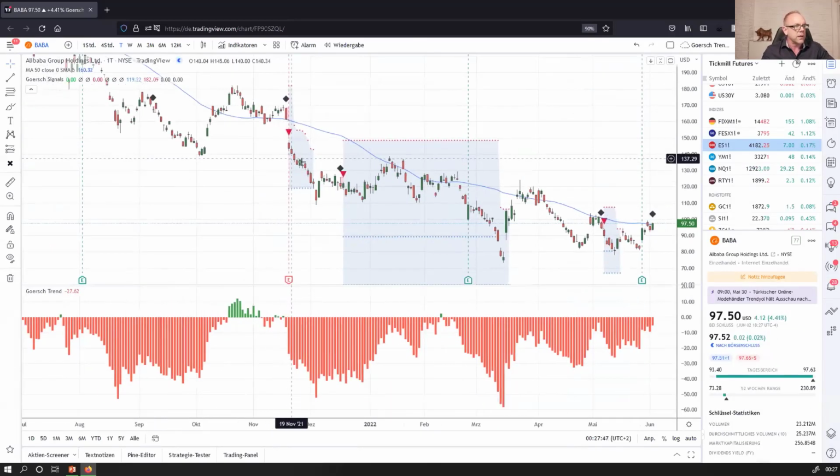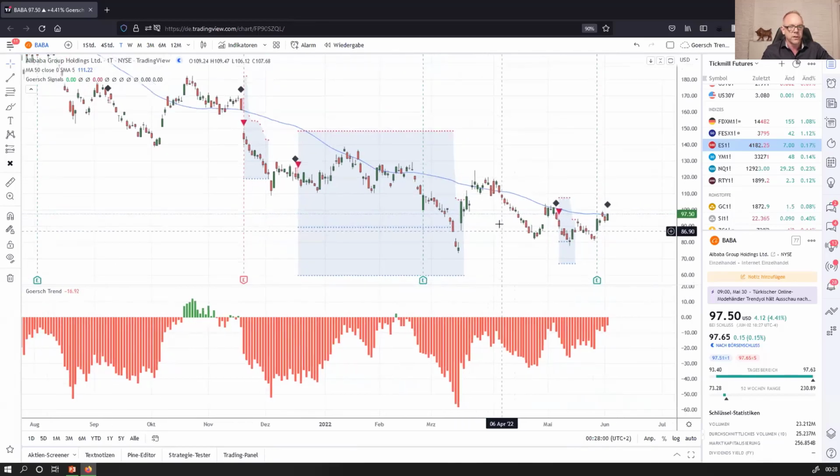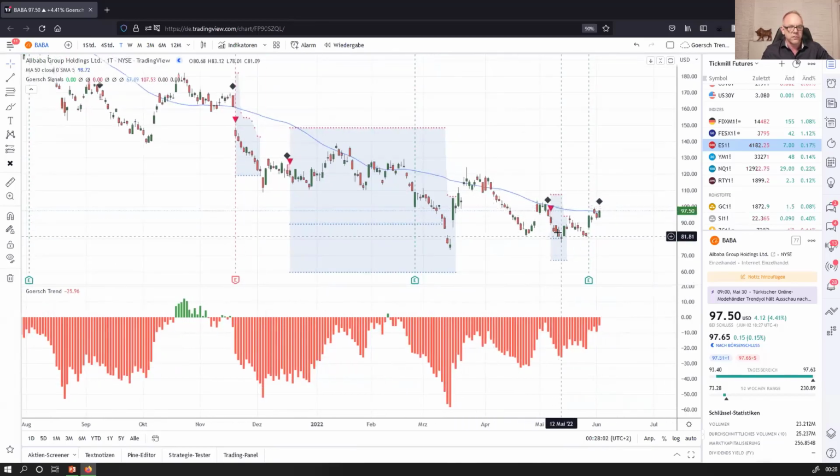Yeah, what we see here is a short trade. We hit the target. The next short trade, we hit the first target. The second one was not hit. We got stopped up here with a small profit. And here the same again. First target got hit and second half got stopped at break even.